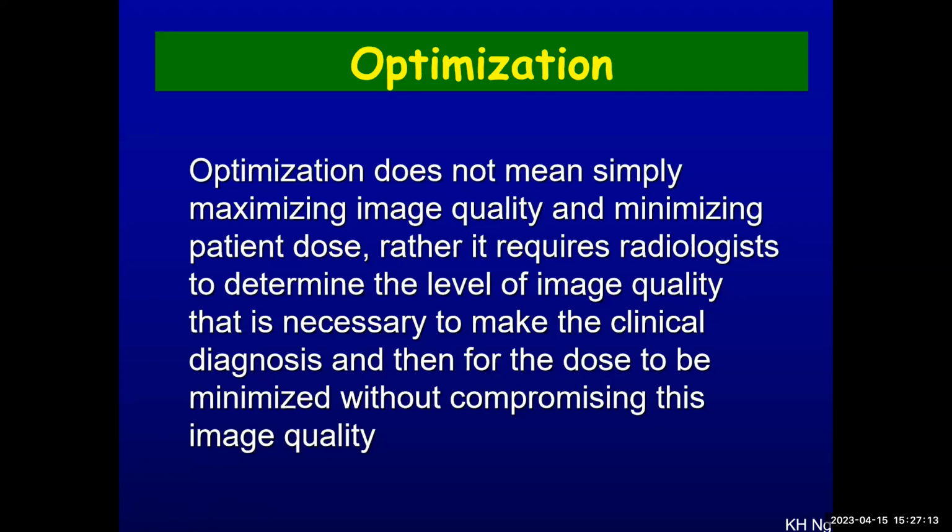Optimization is important. It doesn't mean we maximize the best, highest contrast, minimum noise while minimizing the patient dose. We need the radiologist to determine the level of image quality that's necessary to make the clinical diagnosis. And it's not the same for every case. It depends what they're looking for, whether it's primary diagnosis or just a follow-up or just a simple fracture. Right? So remember, it doesn't mean the lowest the radiation dose, the better.